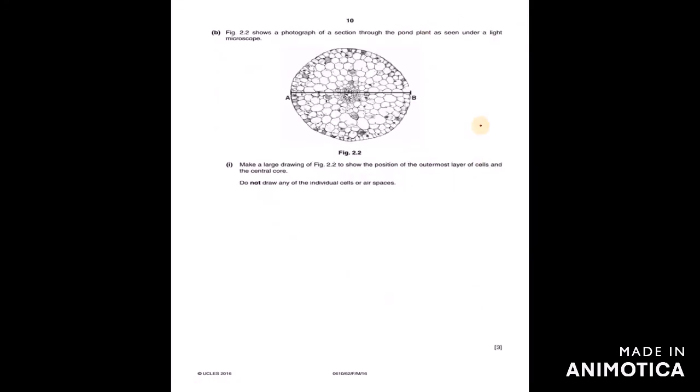The next question. Figure 2.2 shows a photograph of a section through the pond plant as seen under a light microscope. Make a large drawing of figure 2.2 to show the position of the outermost layer of cells and the central core. Do not draw any of the individual cells or air spaces. Okay. Now in this question, you need to draw a plant diagram, which only has outlines of different layers visible. Therefore, you need to first observe the given figure very carefully and then plan your diagram.